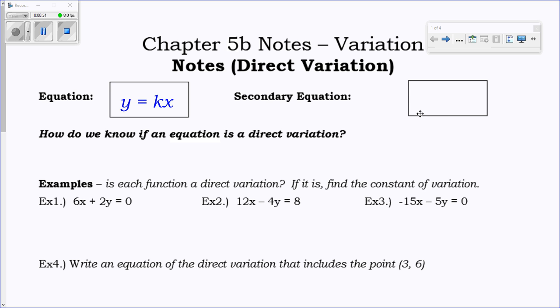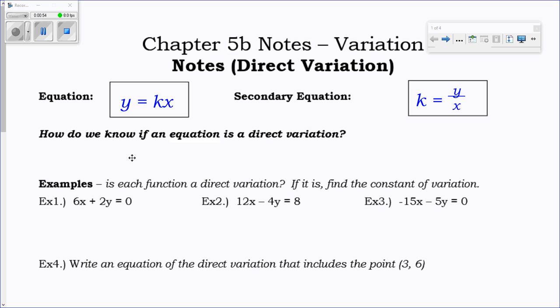Now, a secondary equation, which we're going to be using a bit because you might need to find the constant first. This secondary equation is just one to help you. It's not how I want you to write it, but it's something that can help you. And that's k equals y over x. So this is just to help you find the constant, but whenever we write the equation, I want you to write it as y equals kx.